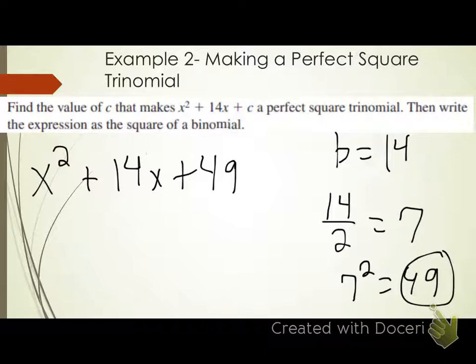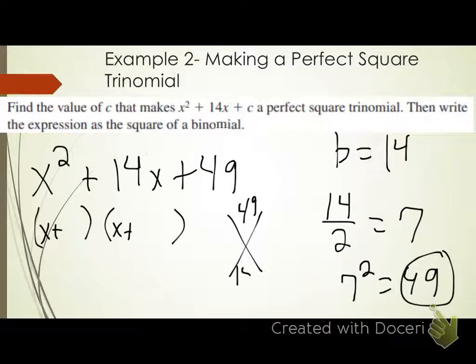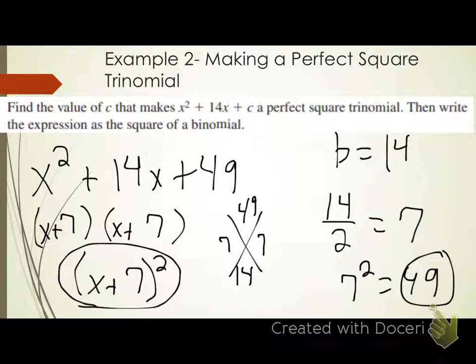So let's go ahead and factor it. I'm looking for two numbers that multiply to give me 49 and add to give me 14. What are they? 7 and 7. So this just becomes x plus 7, and that is my square of a binomial. So the value of c that makes it a perfect square trinomial is 49, and the expression written as the square of a binomial is that right there.